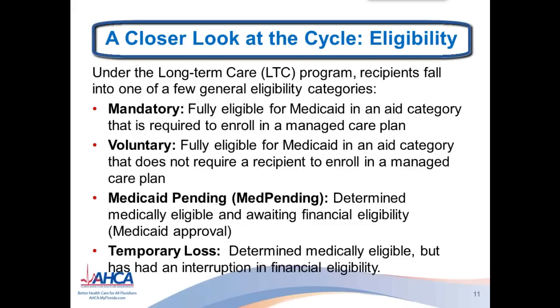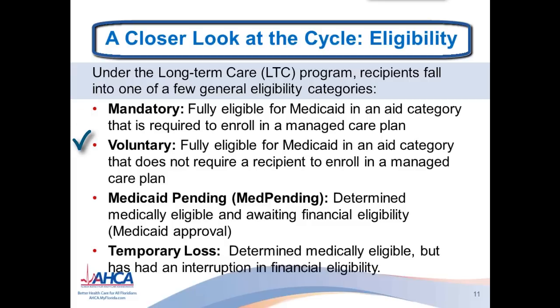A closer look at the cycle. Eligibility. Under the long-term care program, recipients fall into one of a few general eligibility categories. Mandatory, which means fully eligible for Medicaid, in an aid category that is required to enroll in a managed care plan.